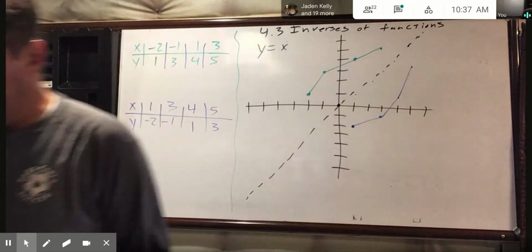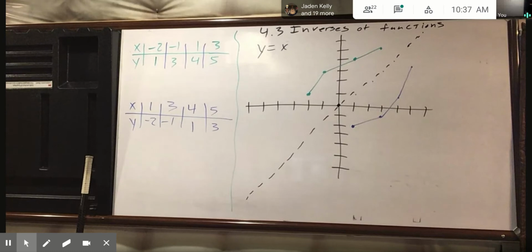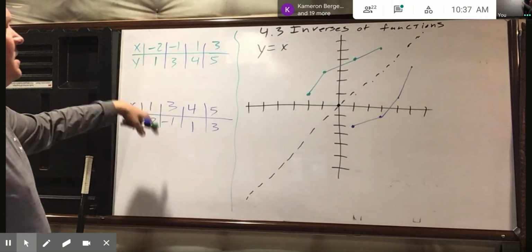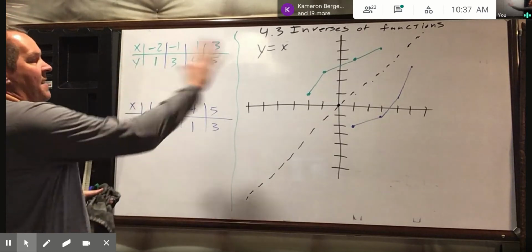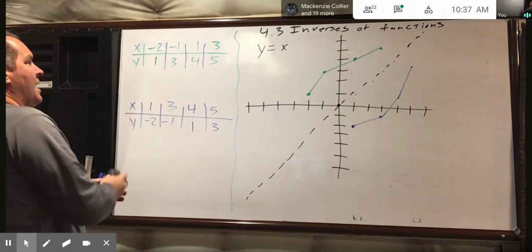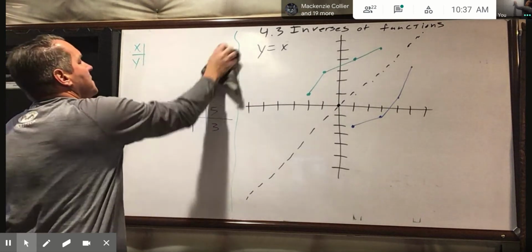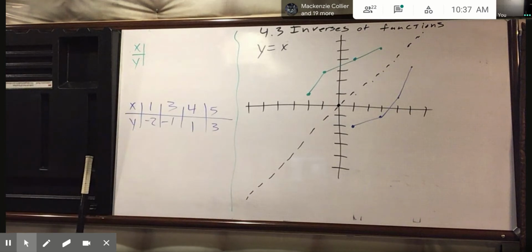All right, I'm going to give you one to do right now from start to finish. I'm going to give you new data in green. I want you to graph that and the new blue one down here below.